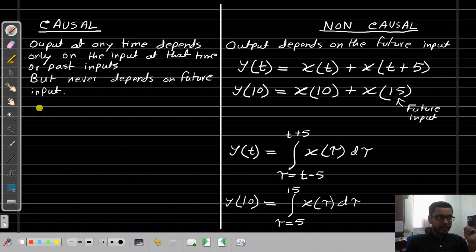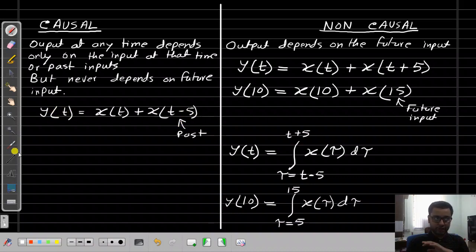On the other hand, examples of causal systems could be like this: y(t) is equal to x(t) plus x(t minus 5). This is a past input and that is fine. The output does not depend on the future, no problem.